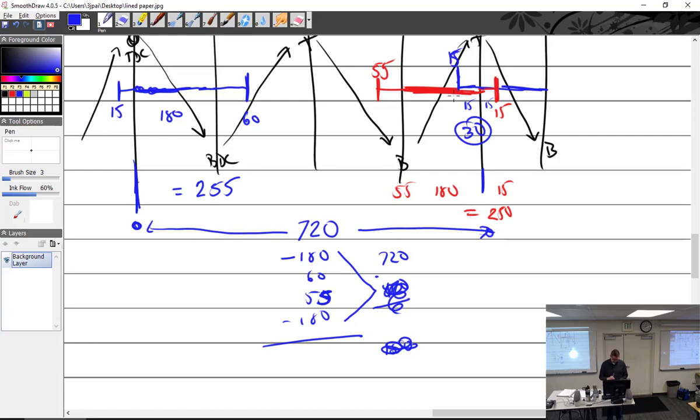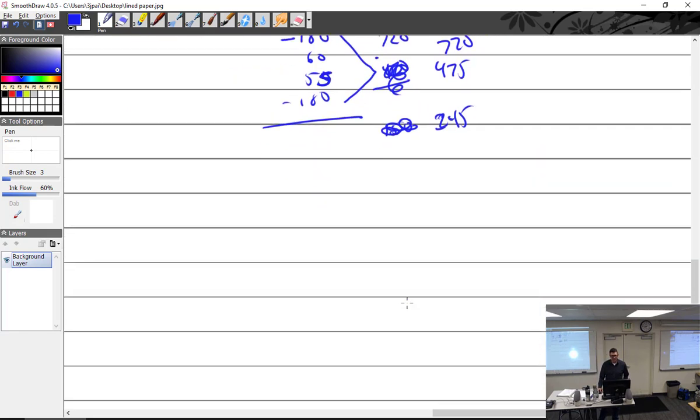So 180 plus 180 plus 60 plus 55 equals 475. So all this mess there is 475. So 720 minus 475 equals 245. Does that sound right? Yes. All right, let me see. Yeah, that's what I wrote down. Hey, good for me. I didn't realize I actually wrote it. So you can do both those things without any problem.